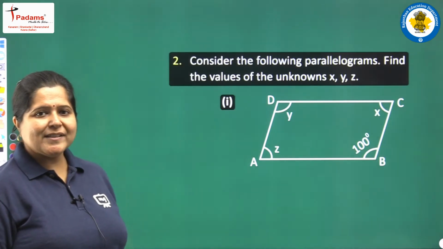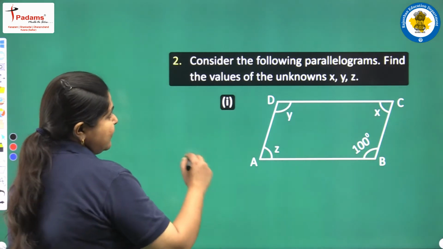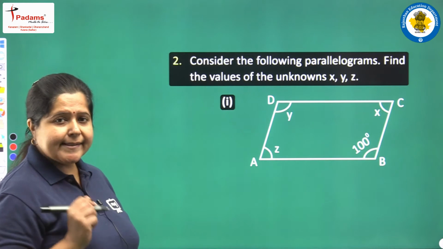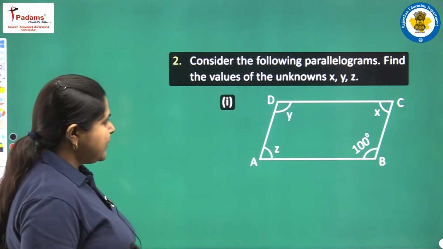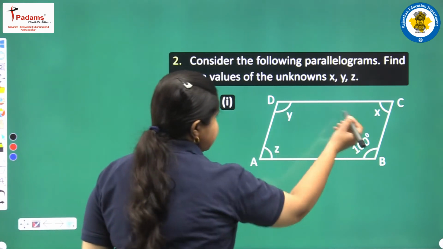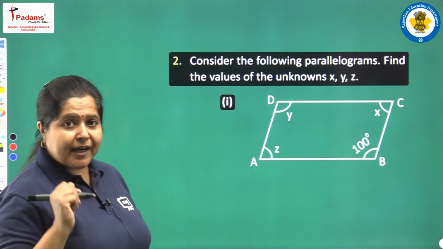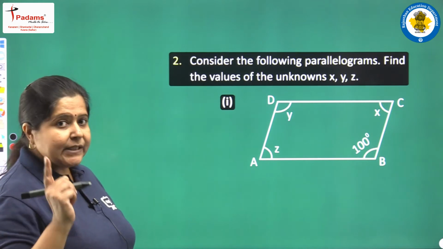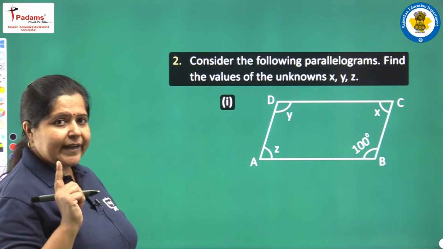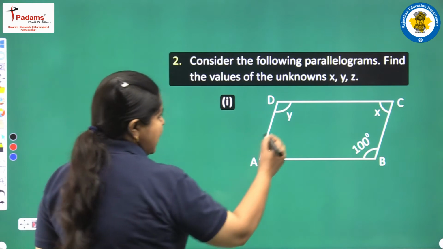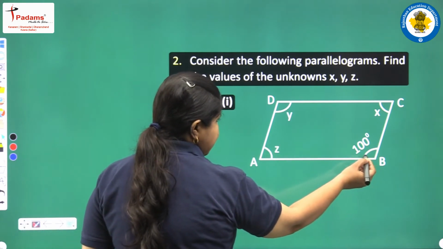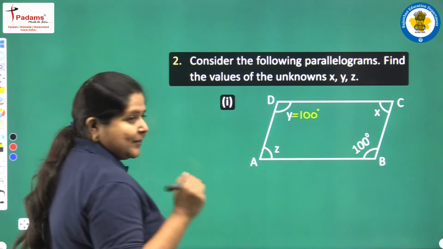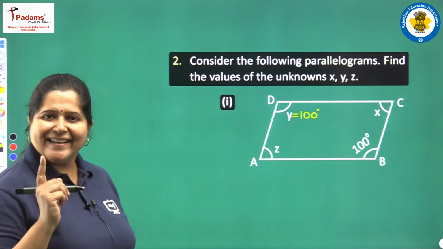We move on to question number 2. Consider the following parallelograms. Find the values of the unknowns x, y and z. This is the first figure. Here the three angles x, y and z, they are unknown to us. We have to find them. Now it is very easy to find out which angle we will find out first. Yes, this y. We know this angle is 100 degree and clearly this y will be equal to 100 degree because the opposite angles are equal.